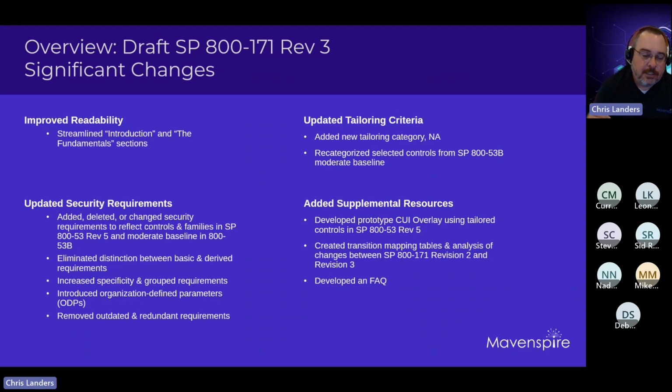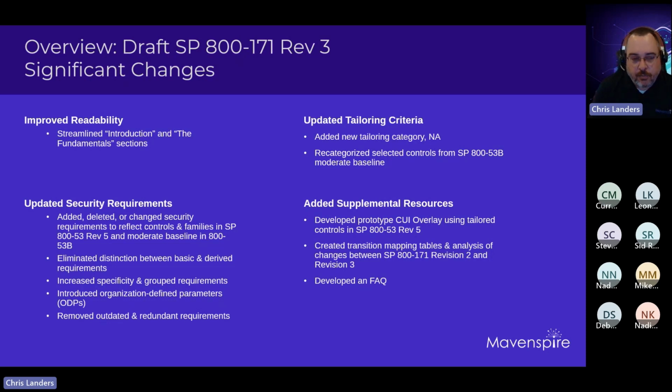So at a very high level, one of the biggest call outs for 800-171 Rev 3, which again I'll call out, is still in draft. It's not final yet. But one of the biggest improvements that they made was updating the language to directly map to similar and same language that they use in 800-53 and other publications.